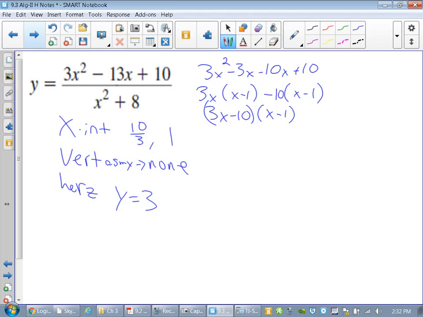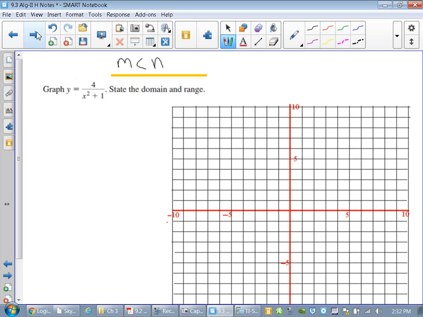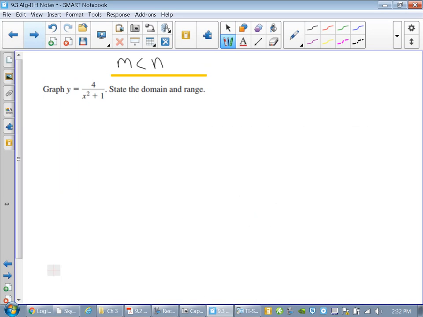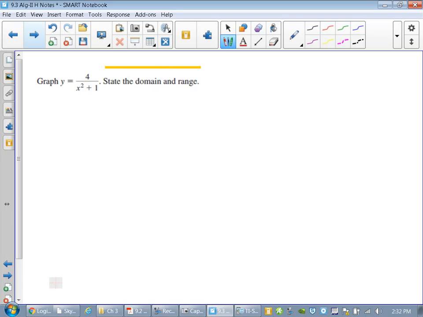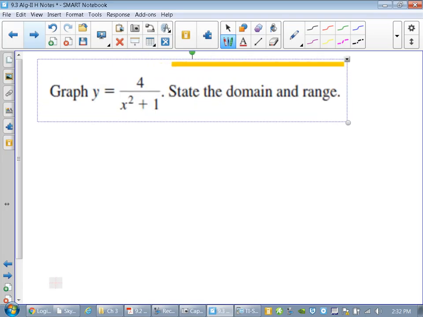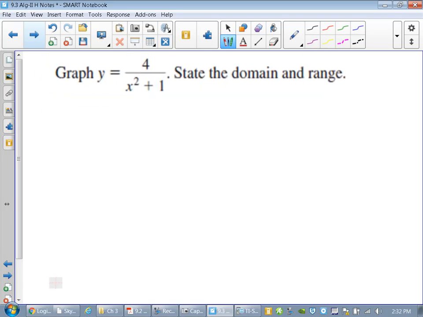Why is there no vertical? Do you have a real zero? Wow. All right, let's try and plot one then. Let's plot it and go with the domain and range.